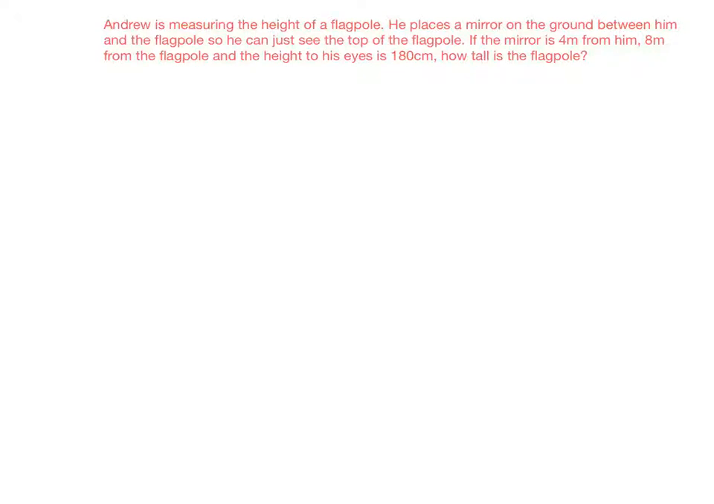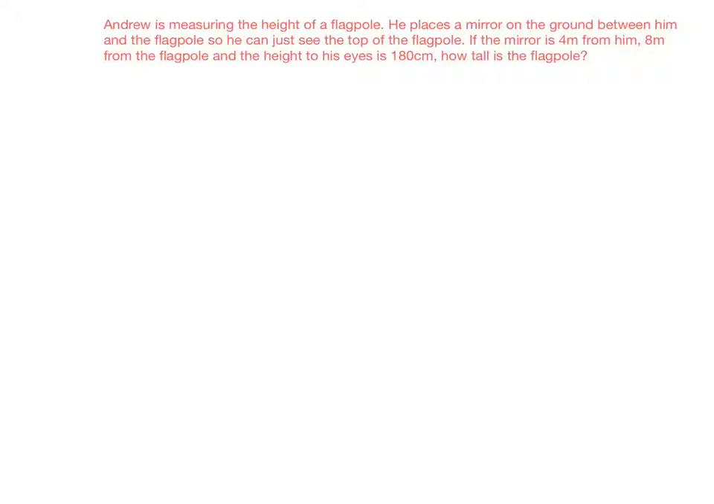Alright, let's now have a go at this question here. Andrew, measuring the height of a flagpole, places a mirror between him and the flagpole so he can see the top of the flagpole in the mirror. And the mirror is 4 meters from him, 8 meters from the flagpole, and the height to his eyes is 180 centimeters. How tall is the flagpole? This probably looks very, very confusing. But when we draw a diagram and use similar triangles, it becomes easy.